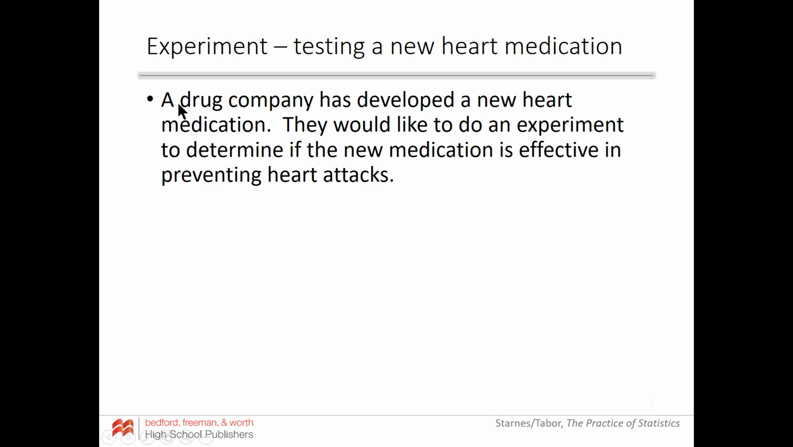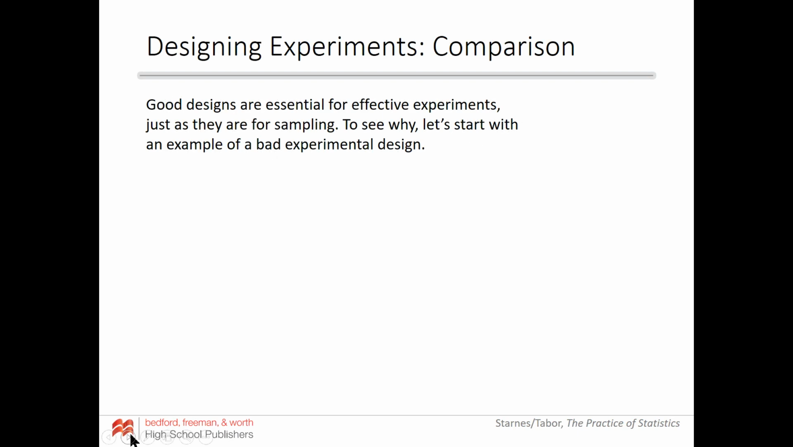So here's another example that I'm going to come back to a couple times. If I'm testing a new heart medication, so I'm a drug company, I've developed a new heart medication, and I want to do an experiment to determine if my new medication is effective in preventing heart attacks, okay? Good designs of experiments are essential for effective experiments, just as they are for sampling. To see why, let's start with an example of a bad experimental design.